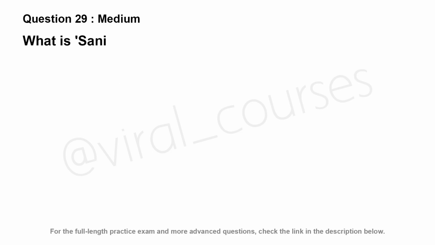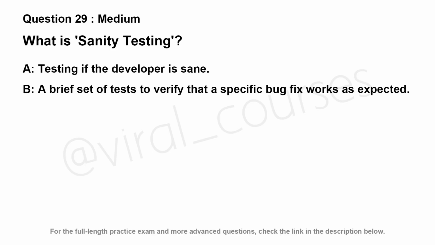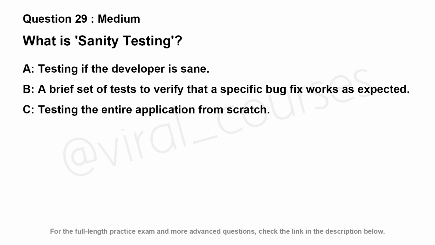What is sanity testing? Option A. Testing if the developer is sane. Option B. A brief set of tests to verify that a specific bug fix works as expected. Option C. Testing the entire application from scratch. Option D. Testing only the UI colors.